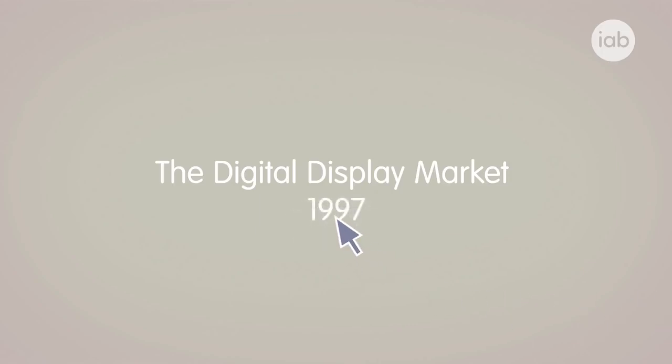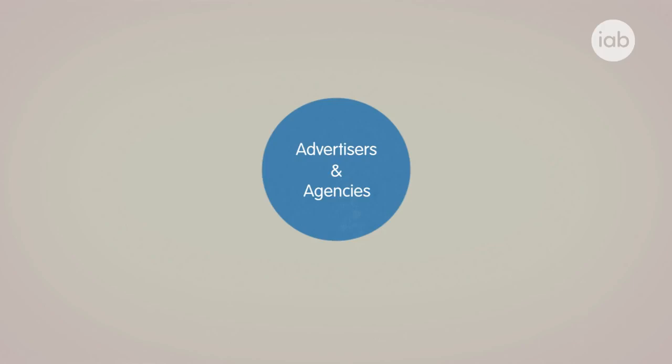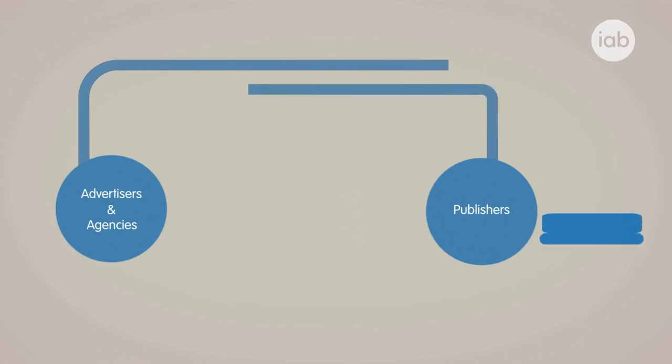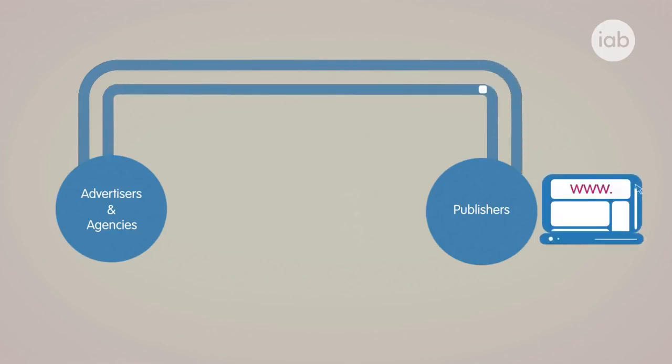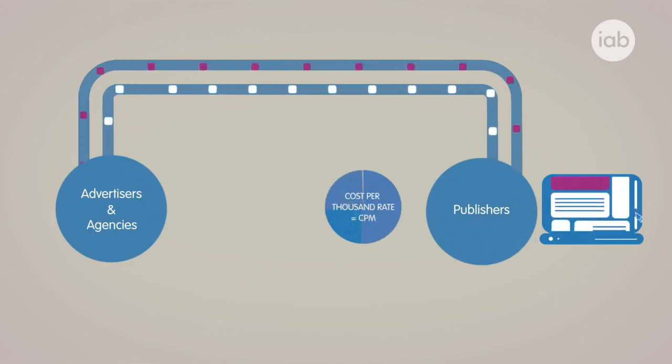from the beginning. In the beginning, an advertiser or an agency representing an advertiser would work directly with a publisher to purchase ad space on their website. This could be done on a tenancy basis, with every visitor to the website being shown the same message. Or the advertiser could purchase a share of the total impressions paid for at a cost per thousand rate.